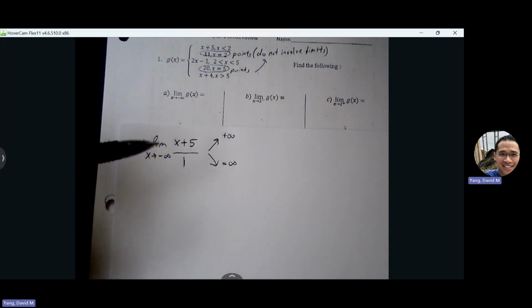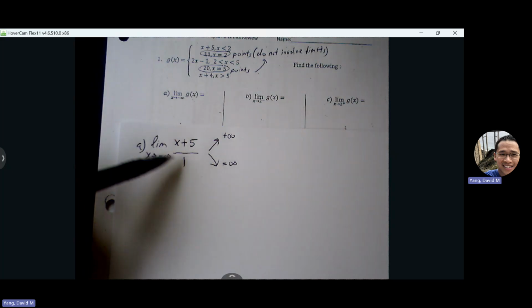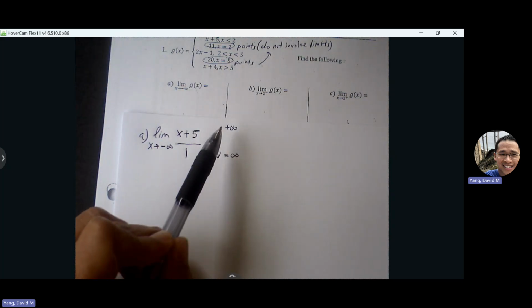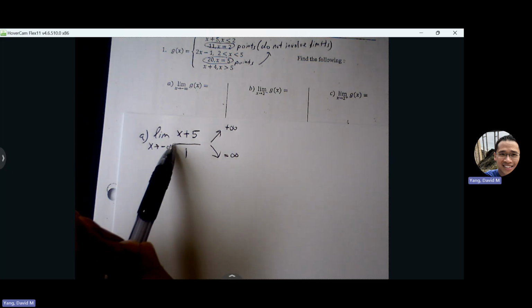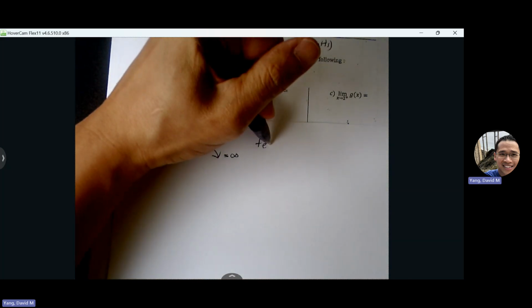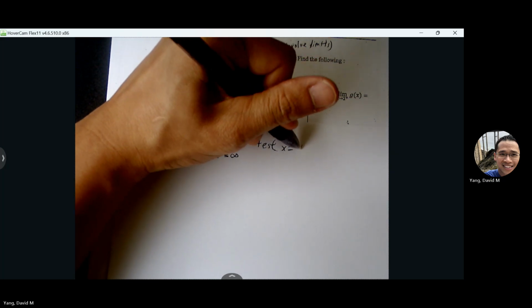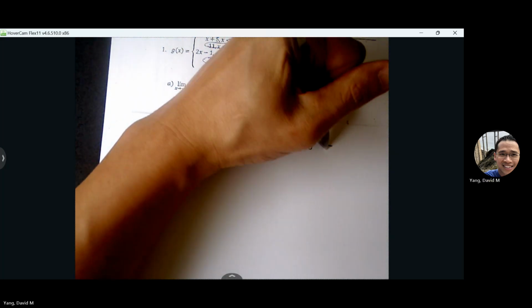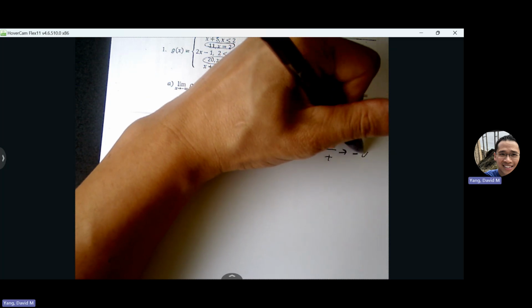We realize the top is growing faster. Obviously, the denominator is not even growing at all. So this fraction is getting larger and larger over time. We know that it's either positive or negative infinity. Now we can test a value in the direction that we're headed. What can we test? Yep. And then we have negative over a positive. So negative infinity.